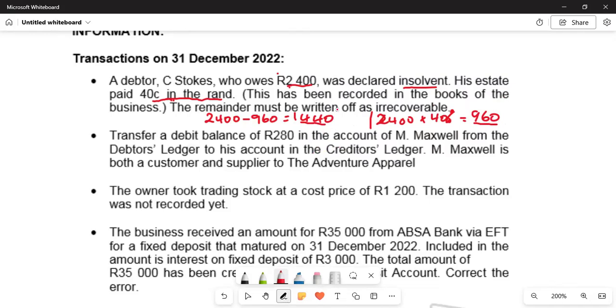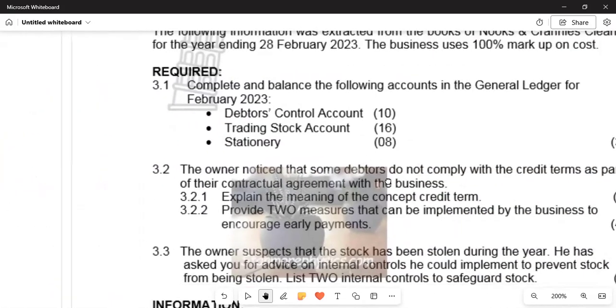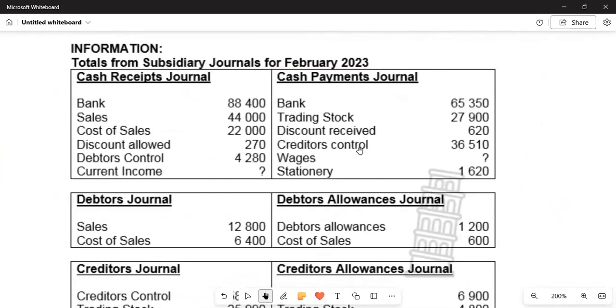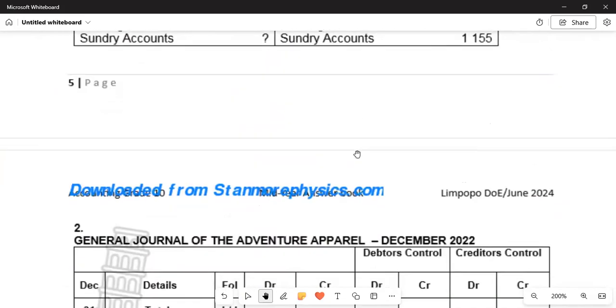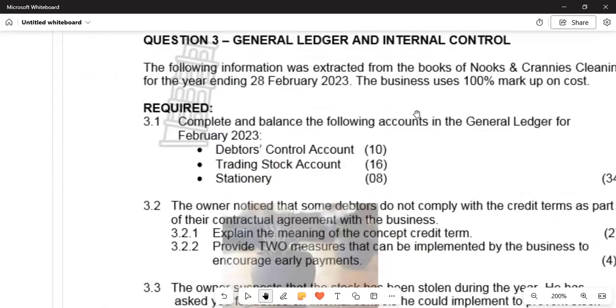The explanation of this is that the unpaid portion of his debt is now considered irrecoverable, which is going to reduce what? Accounts receivable. Hope we do understand. So now we are to go and record it under general journal, as we are told that we are to record it under general journal.